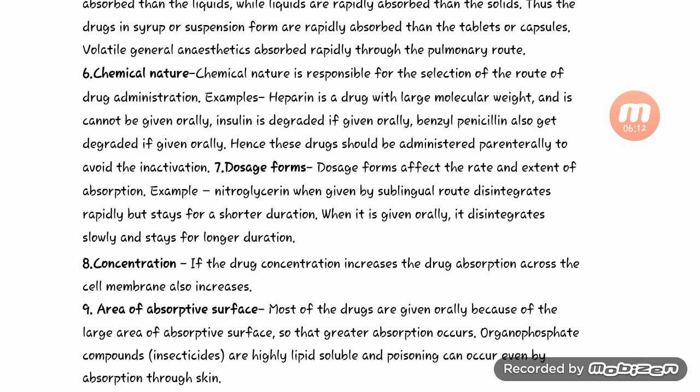Seventh is dosage form. Dosage form affects the rate and the extent of absorption. For example, nitroglycerin when given by the sublingual route disintegrates rapidly but stays for a shorter duration. Eighth is concentration. If the drug concentration increases, drug absorption across the cell membrane also increases.